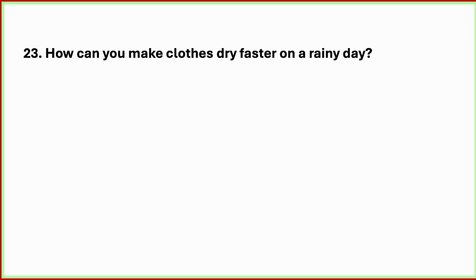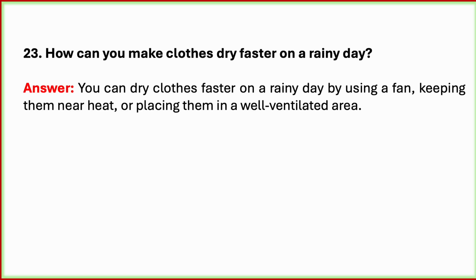How can you make clothes dry faster on a rainy day? You can dry clothes faster on a rainy day by using a fan, keeping them near heat, or placing them in a well ventilated area. So, to dry clothes faster on a rainy day, we can do things that help evaporation happen faster. We can put the clothes under a fan so the moving air can help water evaporate. We can keep the clothes near a heat source like near a warm place, or we can keep the clothes in a well ventilated area.